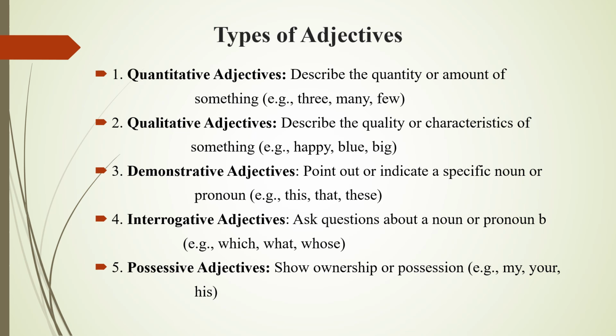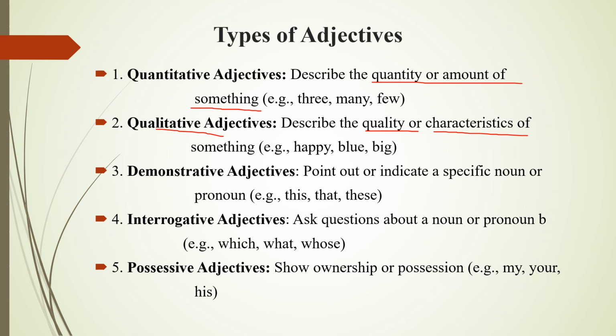Number one, quantitative adjectives. They describe the quantity or amount of something, or the number. Quantitative, quantity. They tell us something about the quantity. For example, we say some, many, few, three, four, 10, etc. Then we have qualitative adjectives. Qualitative adjectives describe the quality or the characteristics of something. For example, again, we may say happy, blue, big, etc.